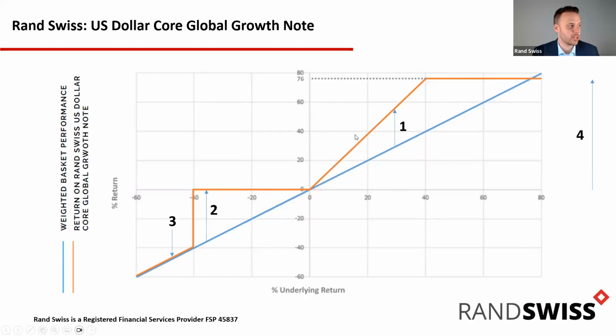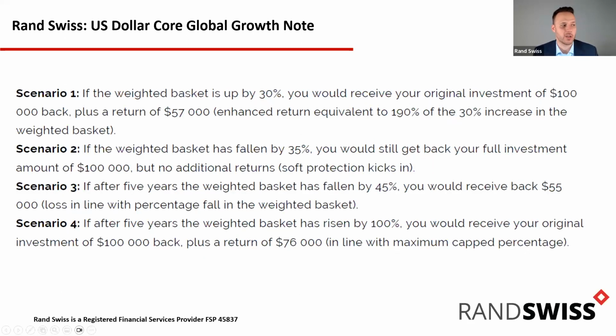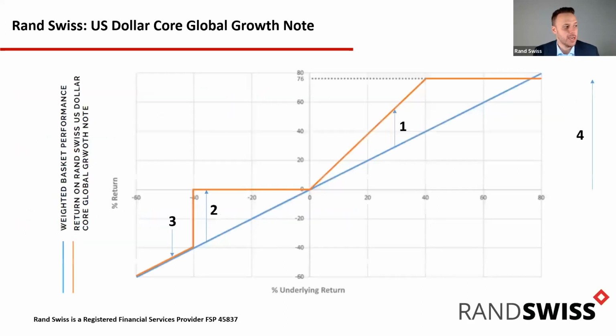The second scenario that we're looking at is, what if the weighted basket has fallen by 35%? You would still get back your full investment amount of $100,000, but no additional return, as your soft protection has kicked in. So in this case, we're looking over here, at scenario 2. And what's happened there is the market has fallen.